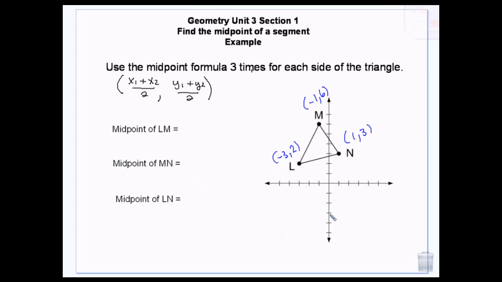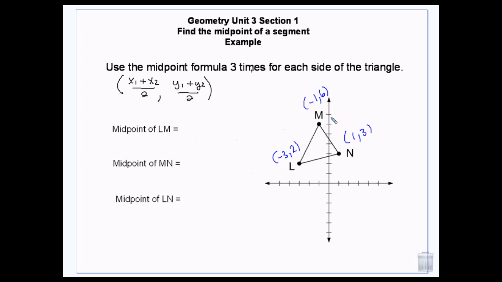We can use the midpoint formula to find the midpoint of each side of the triangle. This will become important later because there are theorems that involve the midpoint. If you connect the midpoint of this side to the midpoint of that side, it tells you something about this length and things like that. So you need to be able to find the midpoints.